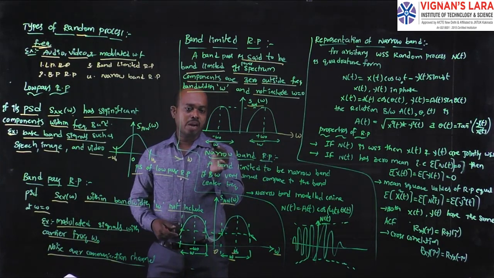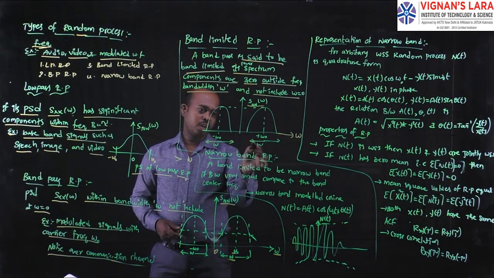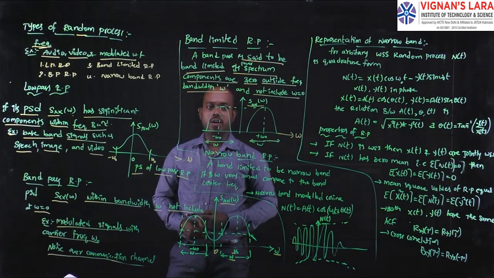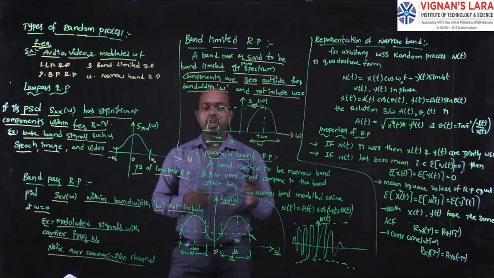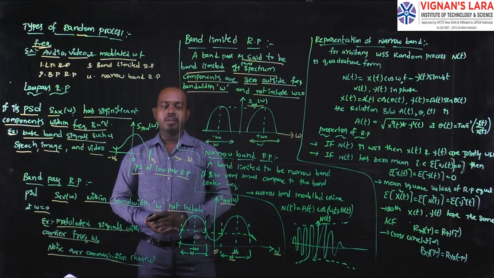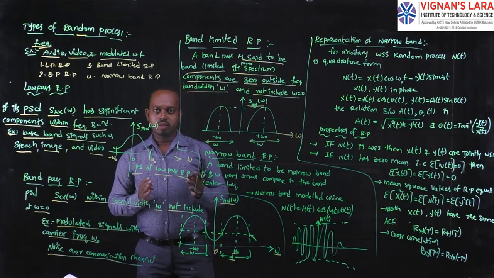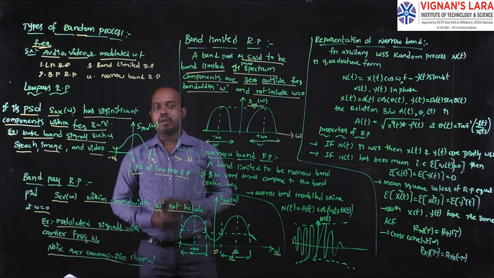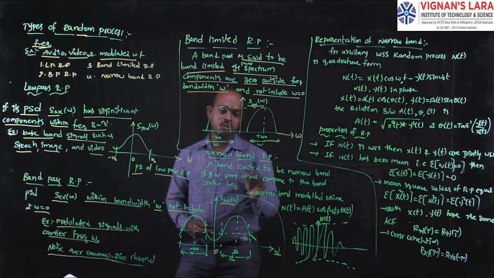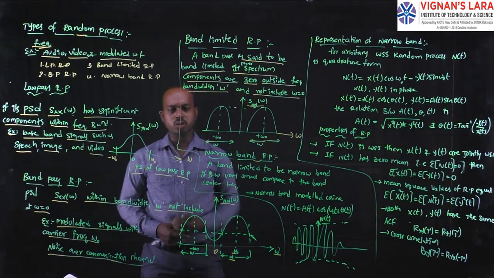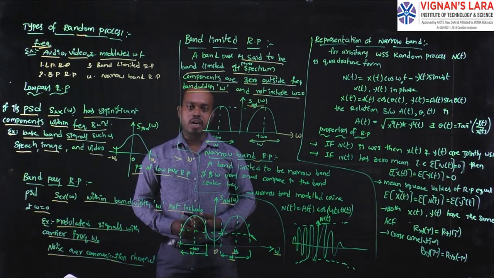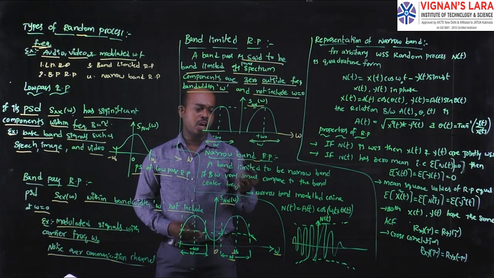It is having the bandwidth omega, but the components do not exist outside the bandwidth. Outside the bandwidth, we can call it a band limited random process. Here, the band limited random process has to be used for extracting the narrow band. The narrow band random process, which we have to explain, is the fourth category under the types of random process.